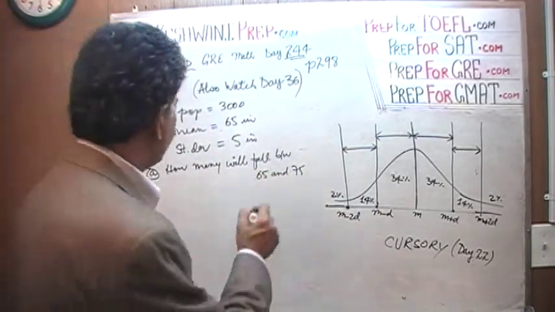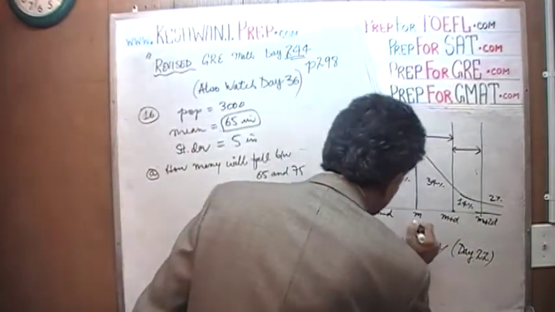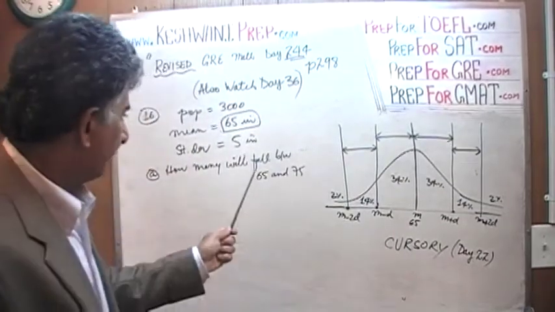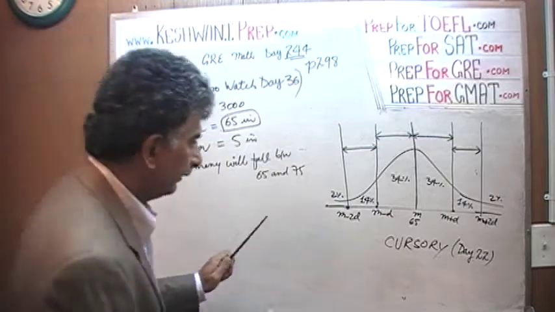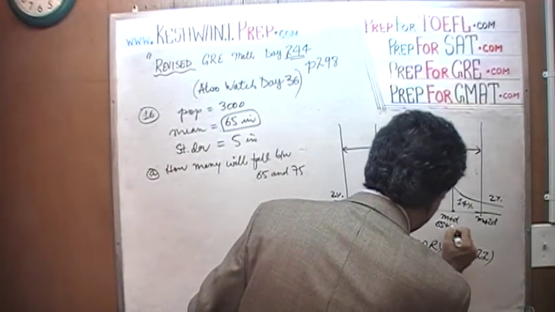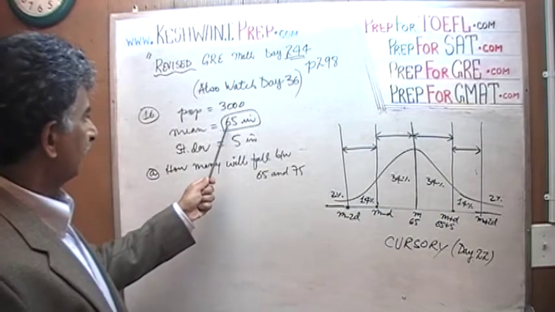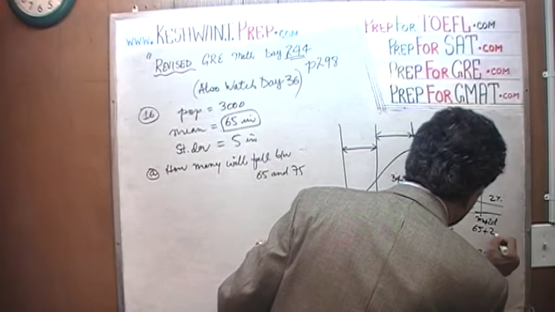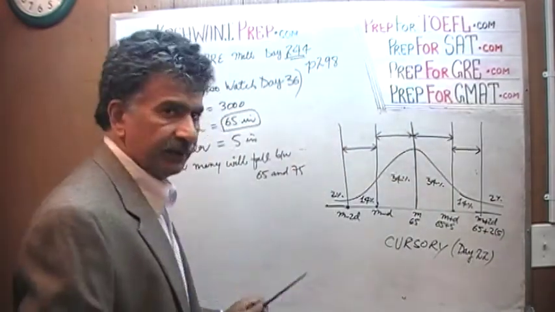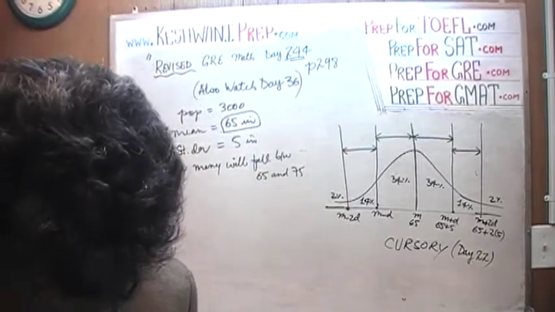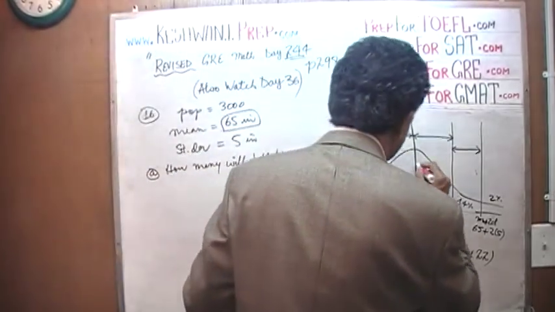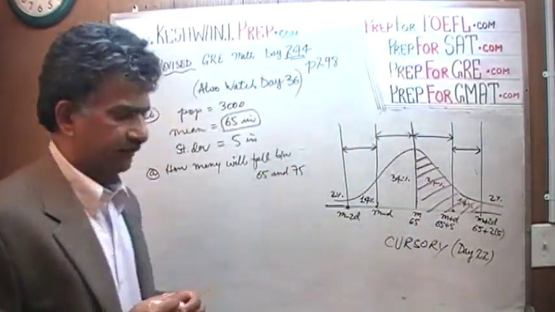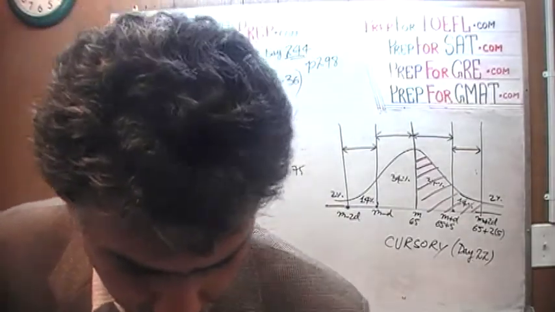Between 65 and 75, the mean is 65. This is the mean. Mean plus 1 standard deviation, because the standard deviation is 5, will be 70. This is 65 plus 5. That's only 70. We're looking for from 65 to 75. So we've got to go one more standard deviation, 65 plus 2 times 5. So the area that we are interested in is this area right here, which is the mean plus 2 standard deviations.